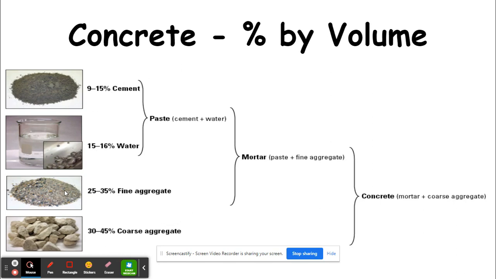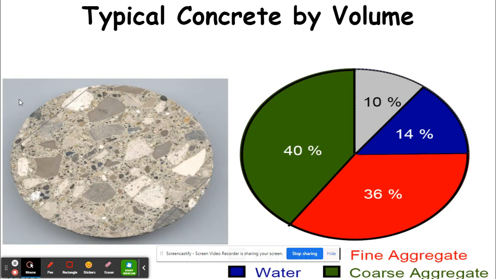And these aggregates are fine aggregates and coarse aggregates. The fine aggregates are going to be the smaller ones. The coarse ones are going to be the larger aggregates. And if you look here, this makes about 70% of our total concrete. So the actual cement that you're adding is only 9 to 15% of your total concrete.